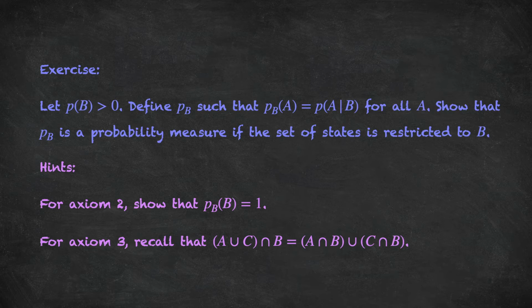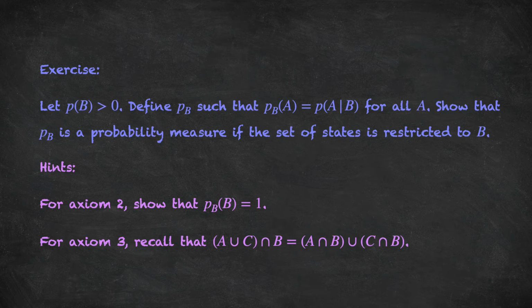When I say restrict the set of states to be B, one way of thinking about this is to say that the probability of B using this new measure P subscript B, we would hope, is equal to 1. So I've included that as a hint for showing that the second of the probability axioms is satisfied. We're going to interpret that as showing that P subscript B of the event B is equal to 1. I've given another hint below, which is a fact about basic set theory operations, about intersections and unions, which is the following.